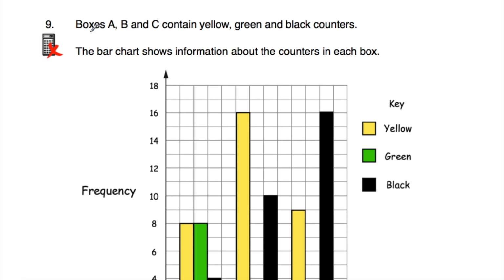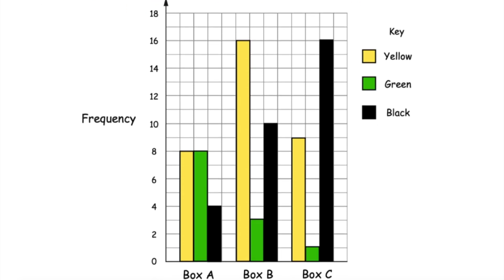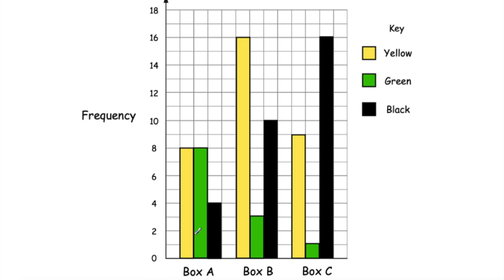Okay, so question number 9 says boxes A, B, and C contain yellow, green, and black counters. The bar chart shows information about the counters in each box. So in box A, there's 8 yellow counters, there's 8 green counters, and there's 4 black counters. In box B, there's 16 yellow counters, there's 3 green counters, and there's 10 black counters, and so on.